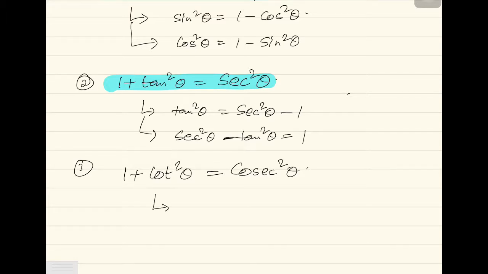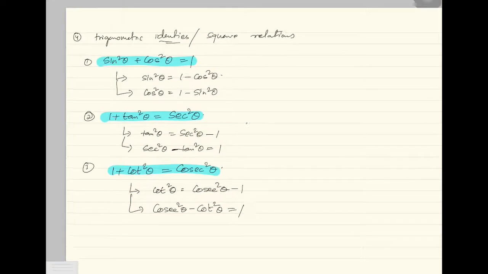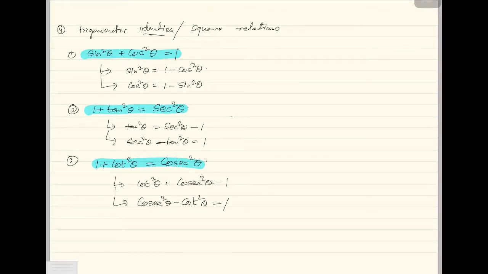And I have cot square theta can be written as cosec square theta minus 1, or you can also write it as cosec square theta minus cot square theta equals 1. So the main one is this. The blue ones are actually the important ones. Sine square theta plus cos square theta equals 1, the first one. The second one, 1 plus tan square theta equals sec square theta, and 1 plus cot square theta equals cosec square theta. So these are the three basic trigonometric identities. It is very, very important. You should never forget this.